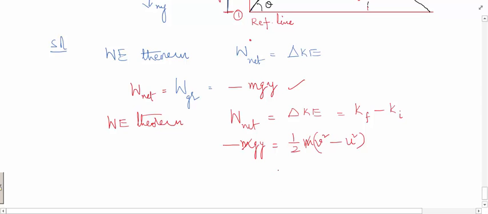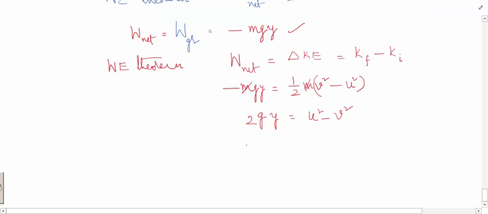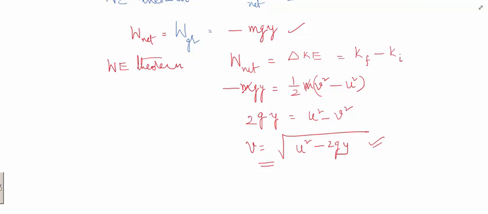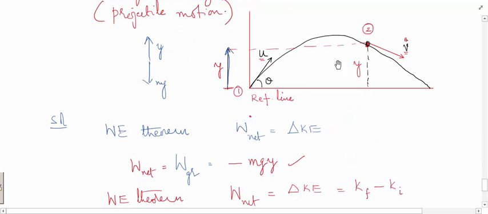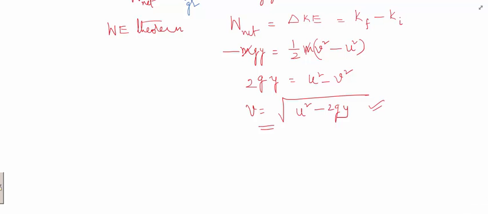If you take minus, what you can write is 2gy is equal to u square minus v square. Therefore, v square is equal to u square minus 2gy. This is the velocity acquired by the body at that instant. If the point 2 is above the point 1, then displacement y will be positive. If the point 2 is taken somewhere below here, then displacement will be negative. If the point lies above, y will be positive.